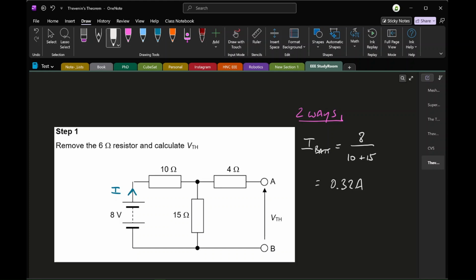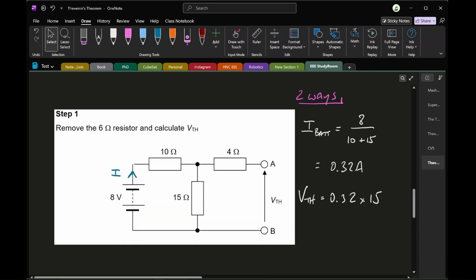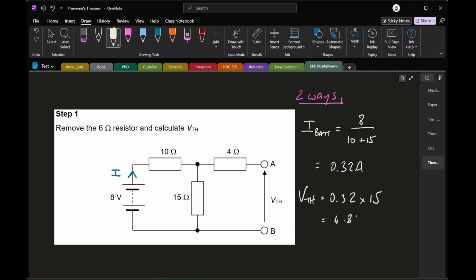From here, we can go ahead and work out the Thevenin voltage. So, if I didn't say it earlier on, in fact I know I didn't, remove the 6 ohm resistor and calculate the Thevenin voltage. We are on our way to doing that. So to calculate the Thevenin voltage, VTH is going to be 0.32 times 15. Now, at this point, I know that some of you might be thinking, where did 15 come from? Here is the caveat.